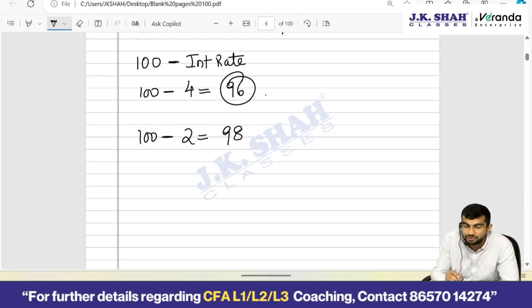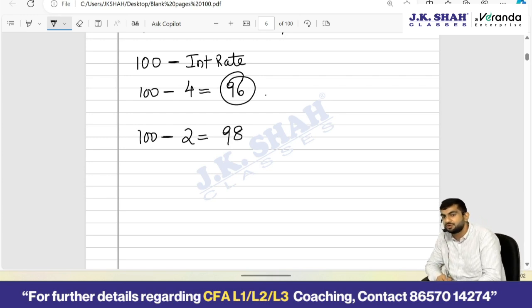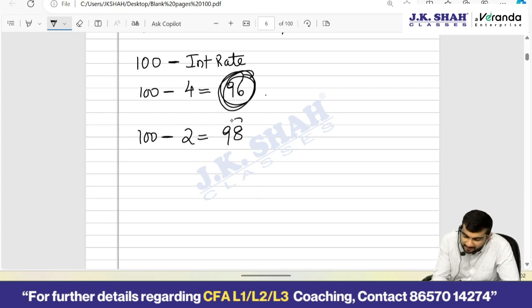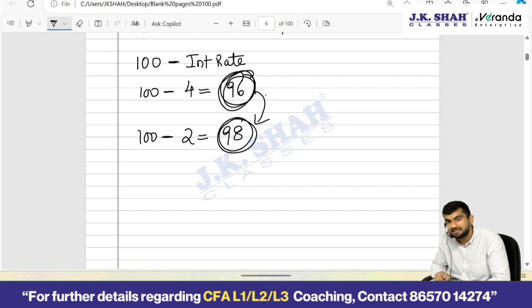So what should I do? Should I go long on interest rate futures or short? I should go long. Always see the price and comment. 96 was the price. If you go long, you can buy at 96, sell at 98. Always comment on the basis of price. So I would go long. Here it seems counterintuitive that when interest rates are going down, you are going long. But you see the pricing convention, no? It is special in this case. So accordingly you comment. Okay.